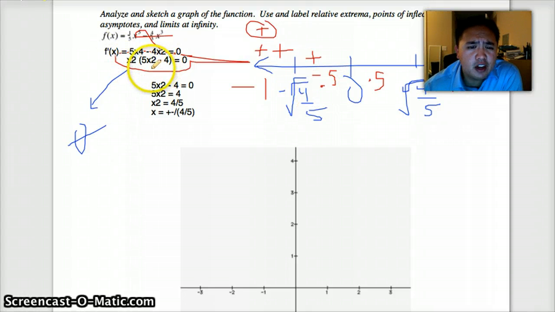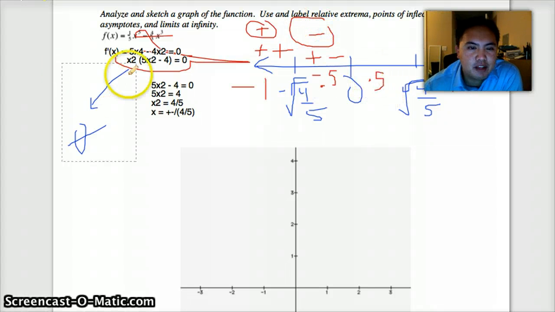Put negative 0.5 here, I'll get positive 0.25. 5 times 0.25 will be like 5/4. It's going to be less than 4. This is going to be minus. This whole zone is negative.